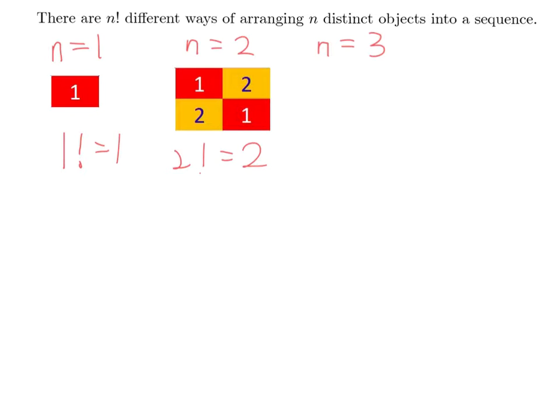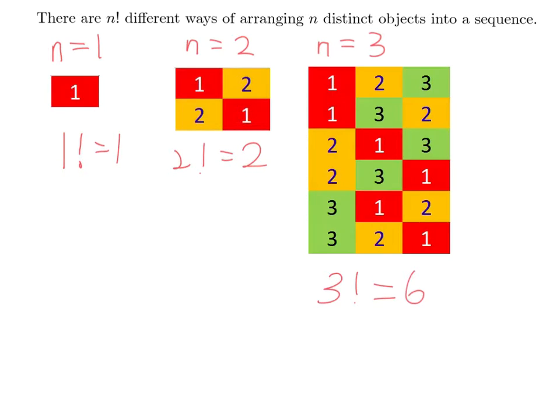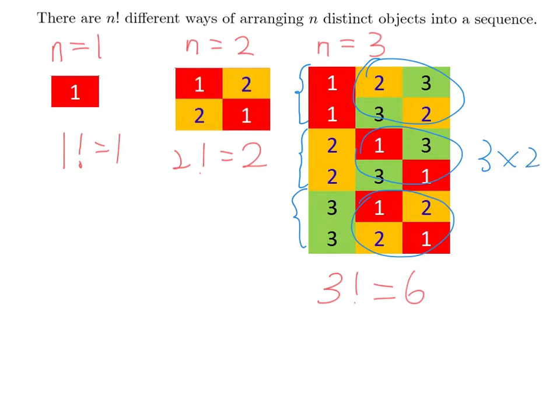And we have 6 ways to arrange 3 objects. Take a look at the 6 arrangements. For the first 2, we arrange 1 first and followed by 2 and 3, and there are 2 ways to arrange 2 and 3. And if we arrange 2 first, then we have to arrange 1 and 3 after 2, and there are 2 ways to arrange 1 and 3. Or if we arrange 3 first, then we have 2 ways to arrange 1 and 2 following this 3. So we have totally 3 times 2 ways to arrange these 3 objects.